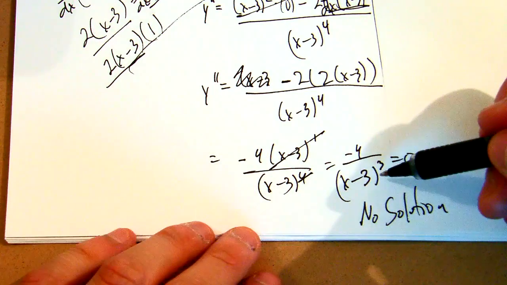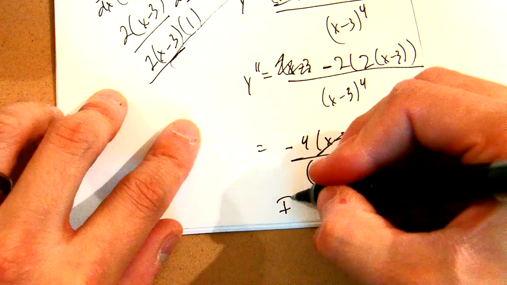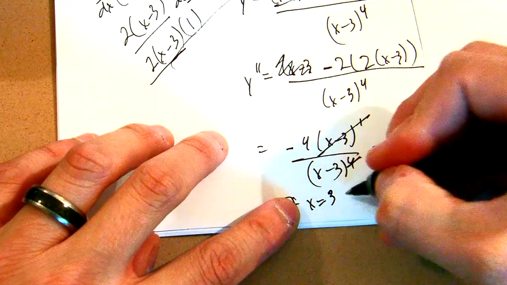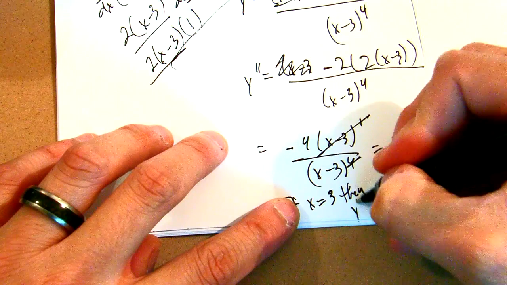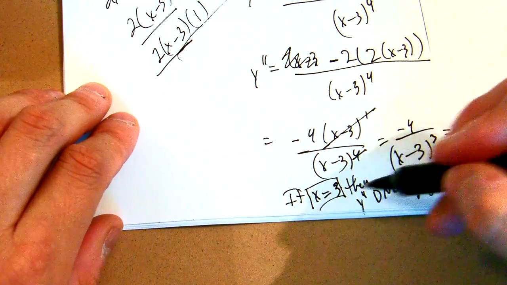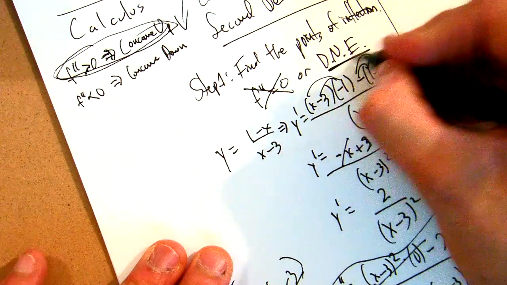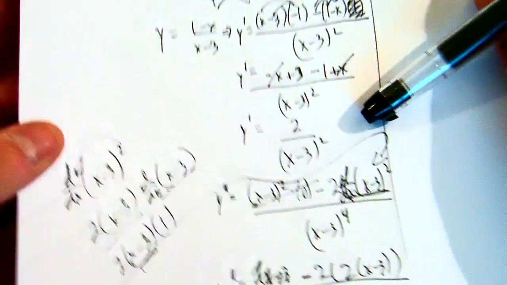And you can clearly see here, the second derivative does not exist if x equals 3. So if x equals 3, then y double prime does not exist. This implies x equals 3 is our critical value. So this one works here, right? The D and E one works.